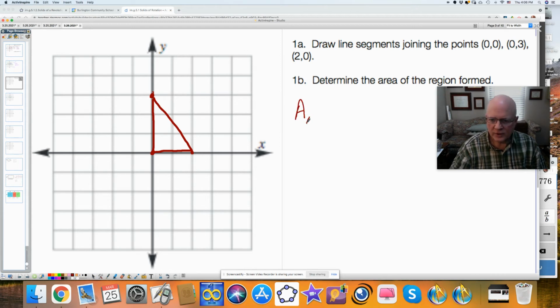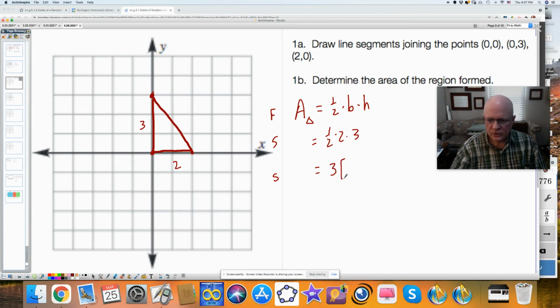The formula for the area of a triangle is 1/2 times the base times the height. This is a best practice. This is what I want you to do: write the formula, then substitute the values, and then solve. So this would be 1/2 times 2 times 3, and my answer is 3. And this has a length component and a width, so this is units squared.